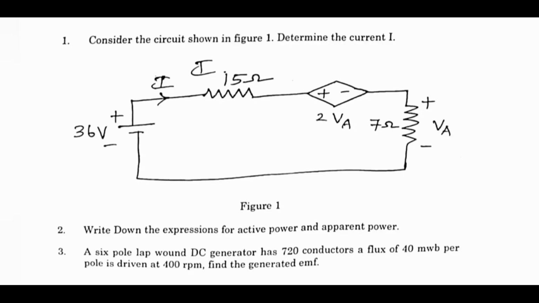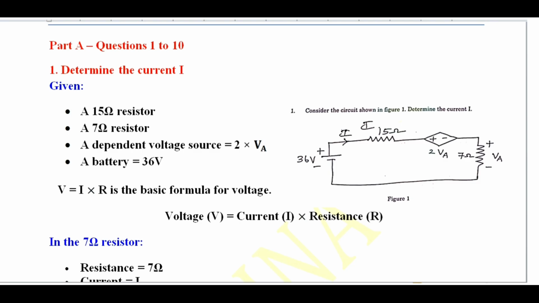In this question, we need to determine the current in a circuit. Let's look at the circuit. We have a 36 volt battery connected in series with three components, a 15 ohm resistor, a 7 ohm resistor, and a dependent voltage source marked as 2 VA. Now VA is voltage across 7 ohm resistor.